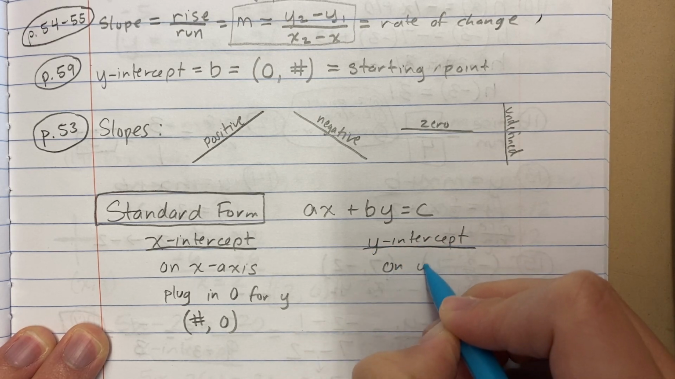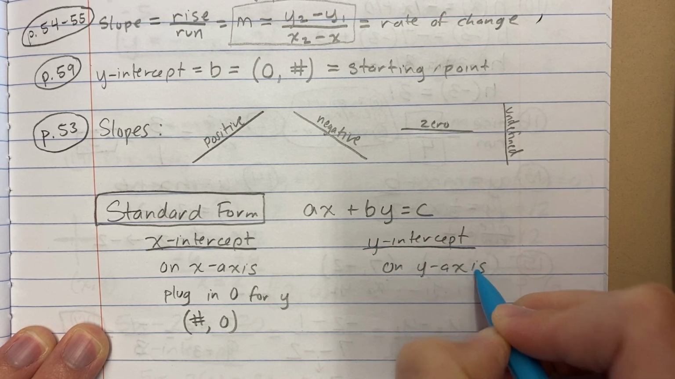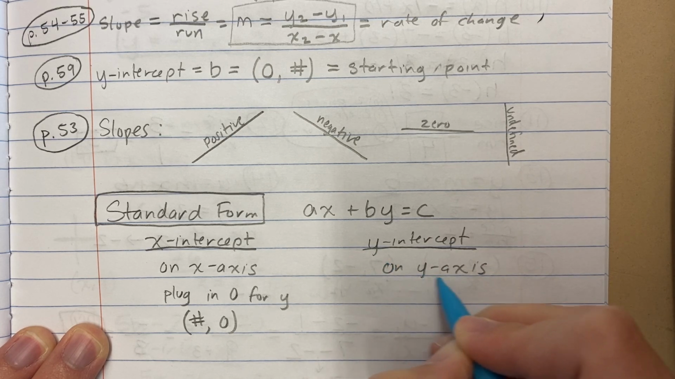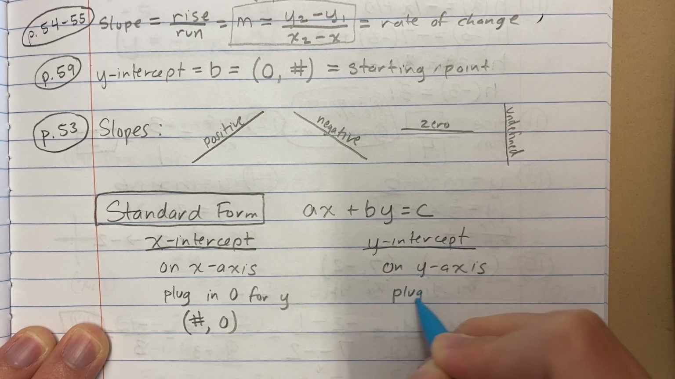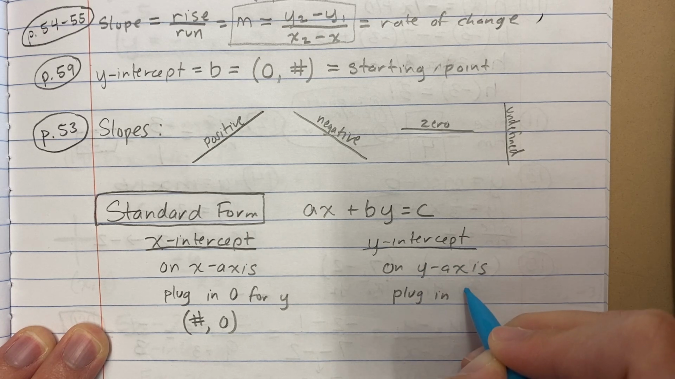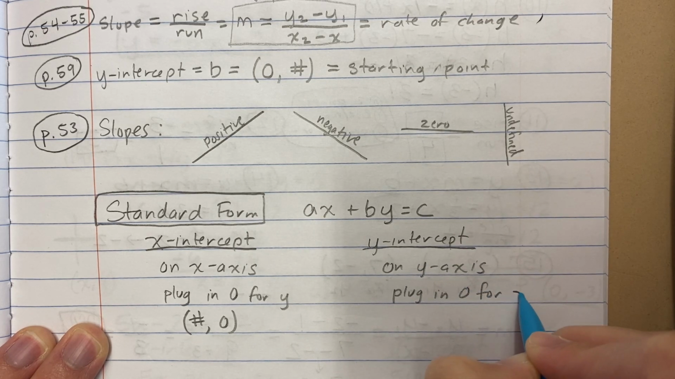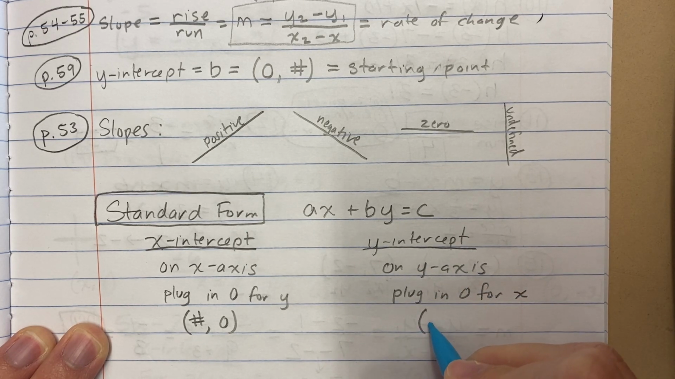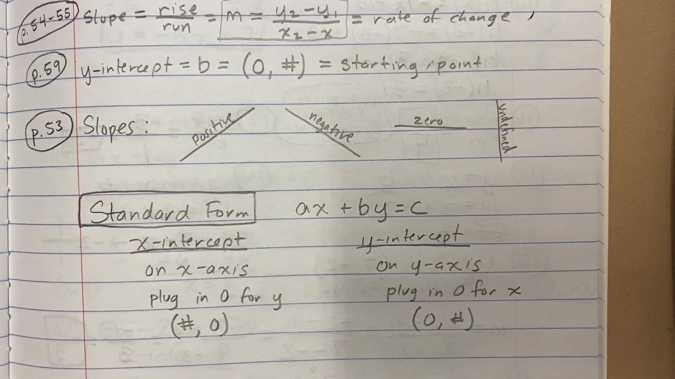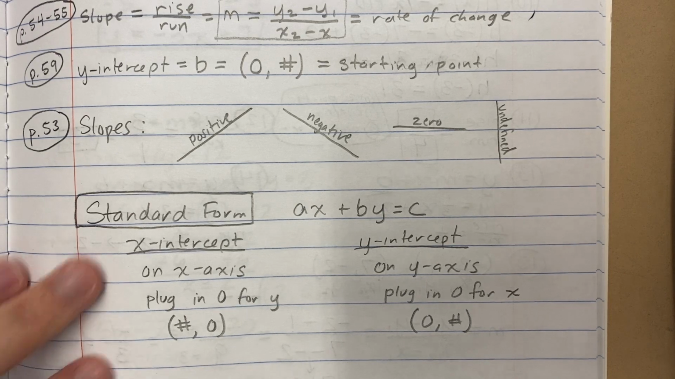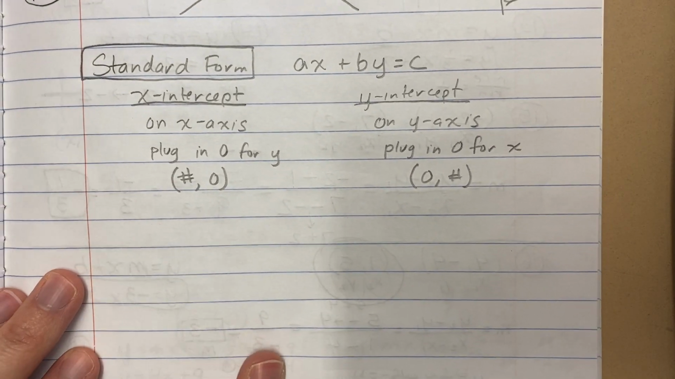And then the opposite is true for the y-intercept. That point is always on the y-axis. And so if I want to find it, right, I know that the x coordinate is going to be 0. So if I want to find the y-intercept, I plug in 0 for x. And so I always end up with a point where x is 0, and then y is some number. Okay, so that was a big concept we talked about with standard form, finding those intercepts.